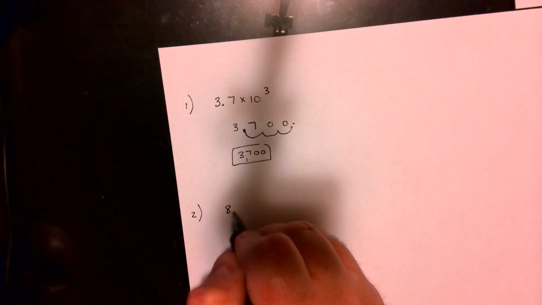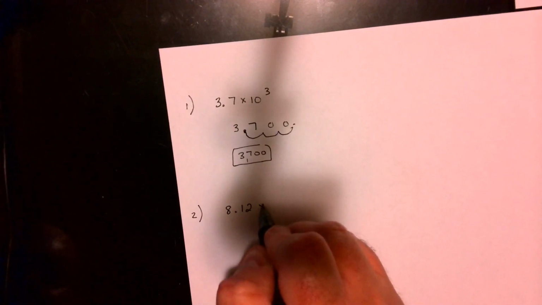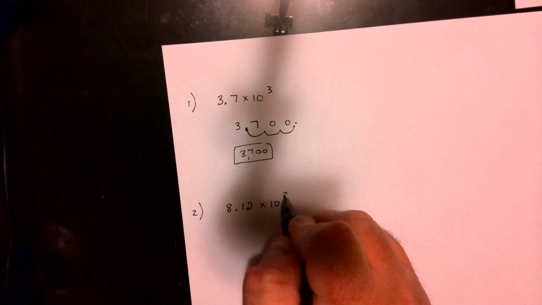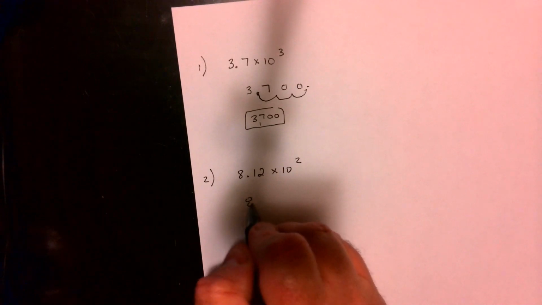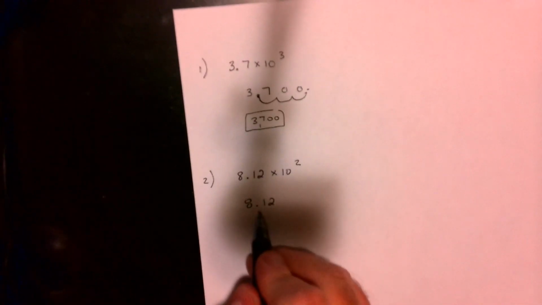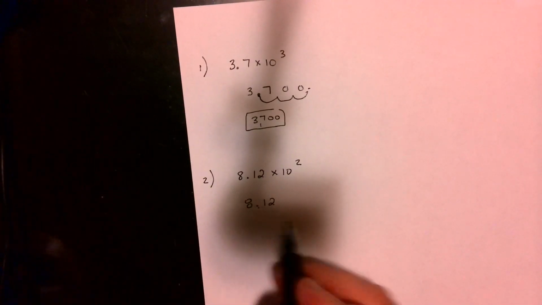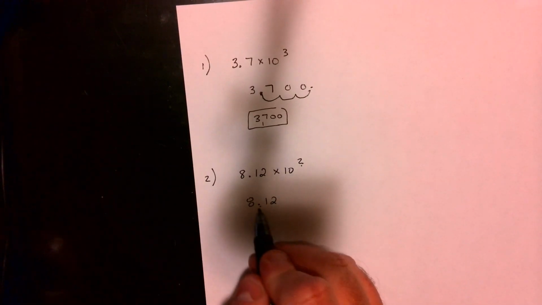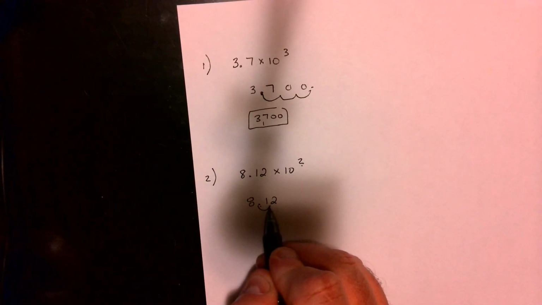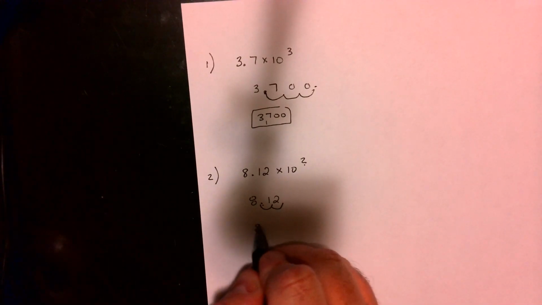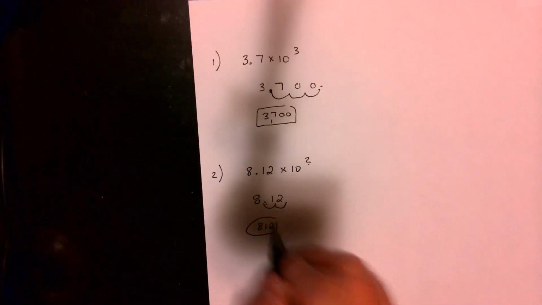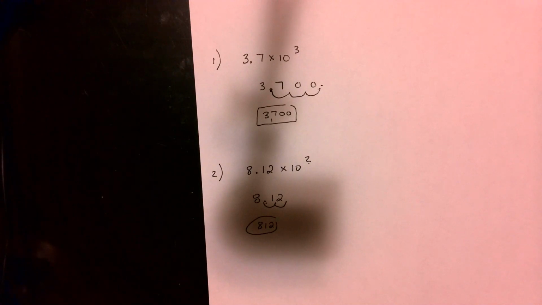So if I had 8.12 times 10 to the second power, and we want to turn this to standard form, put your pencil on the decimal, and we're going to make him bigger 2 times. So moving over twice. Once, twice. So this one I don't need to add any zeros. My answer is 812. Okay.